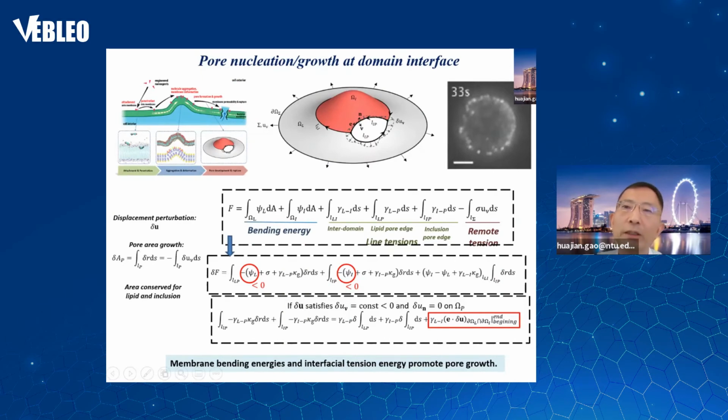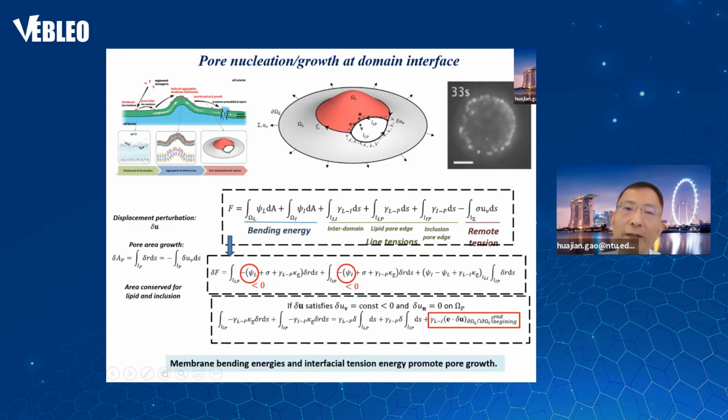For example, we can model the domain aggregation and pore formation by the fracture process. So we write down the free energy that consists of several terms. One is the bending energy of the membrane within the domain and along the outside of the domain on the membrane, and also the line tension energies of the interface along the domain lipid interface and the pore boundaries, plus remote tension, right? The remote tension. Then we can do the energy variations to model the whole process.